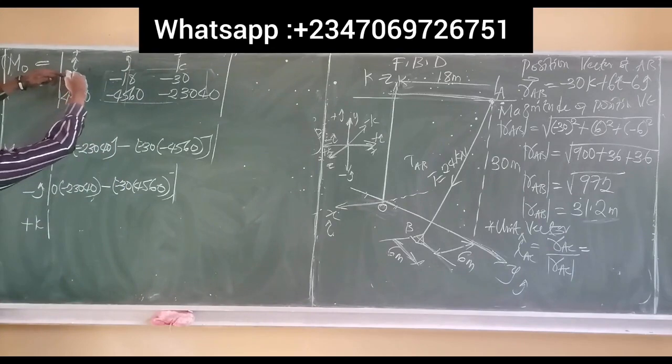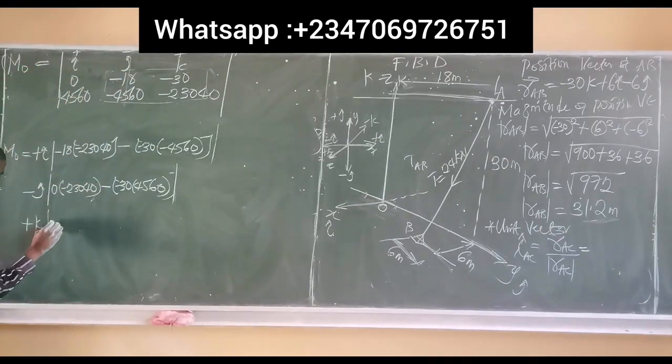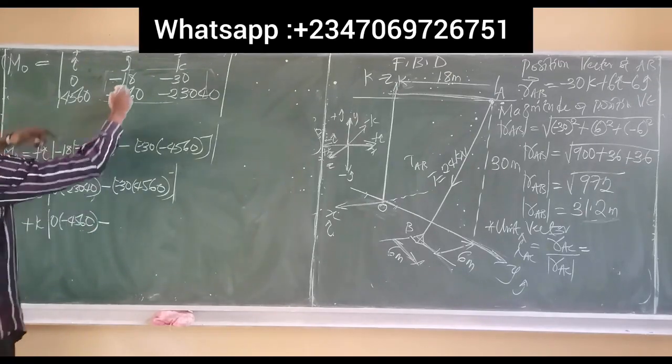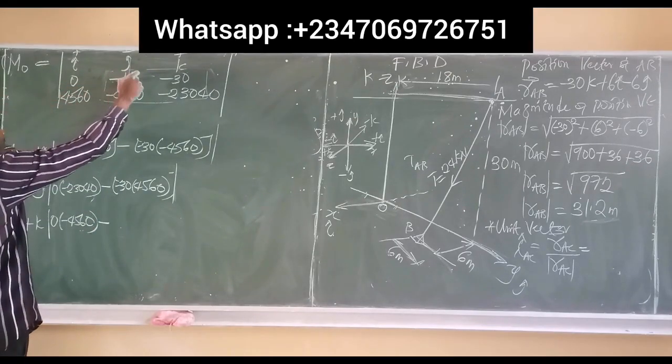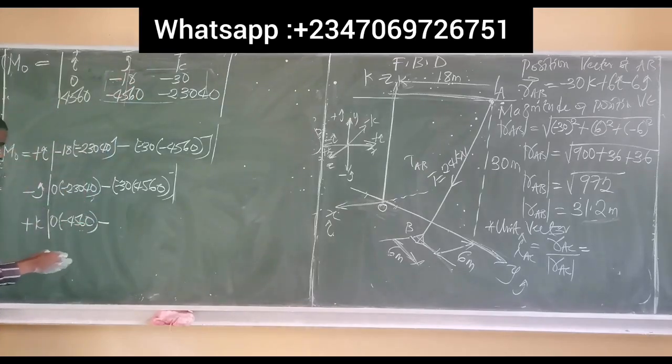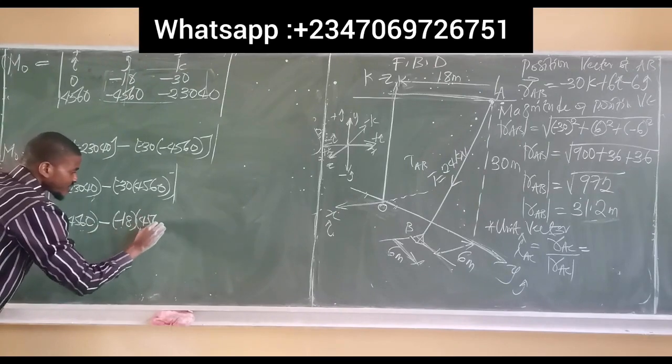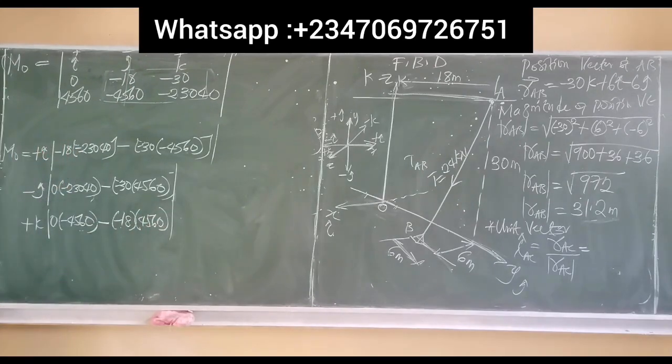Once again, measure arm 0 times these terms. You have 0 multiplied by minus 4560, minus the minor arm, which is now minus 18 multiplies 4560. So I have minus 18 times 4560. So you simply have something like this.